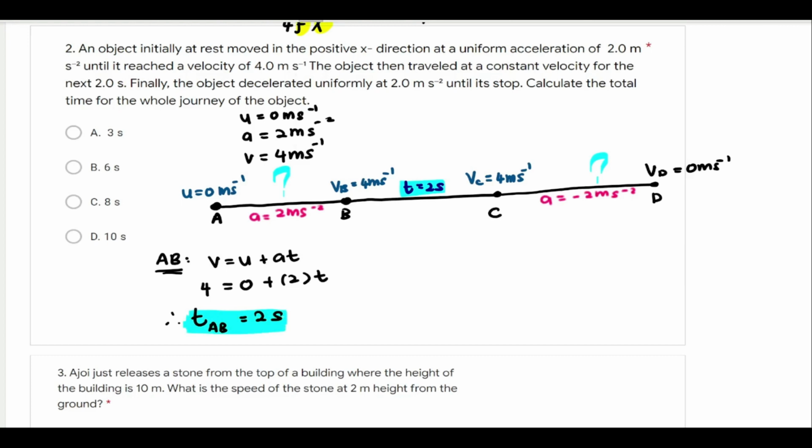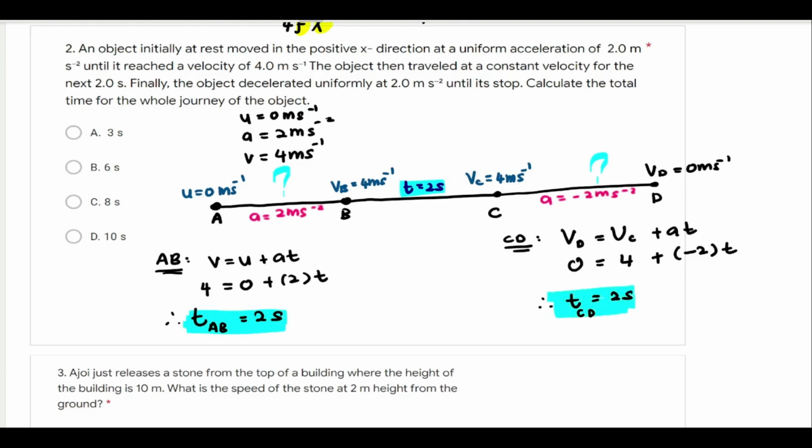Okay, and then next, we want to calculate what is the time taken for C to D. So kita ada VD, sama juga macam tadi lah. So we can find VD is equal to UC, because it starts from C, plus AT. So kosong, VD kosong, UC is 4, and A is a deceleration, negative 2, T. Alright, therefore T is equal to, this one is TCD, another 2 seconds. Okay, so kita dah selesai.